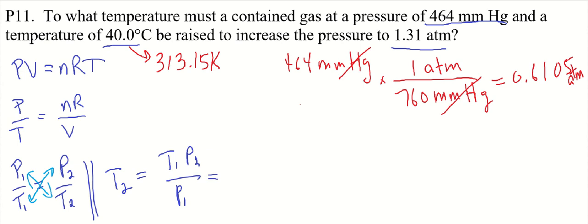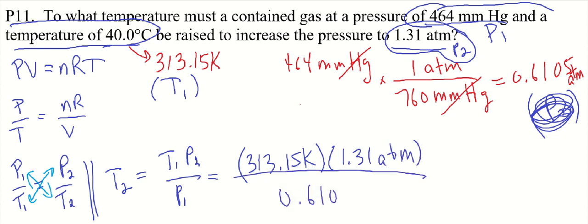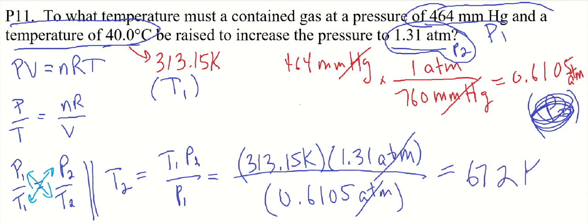Our P2 is 1.31 atmospheres. P1 is the one we converted, 0.6105 atmospheres. Atmospheres cancel out. All right, let's finally punch these numbers in. How many sig figs? 3 significant figures. 672 Kelvin is our answer.